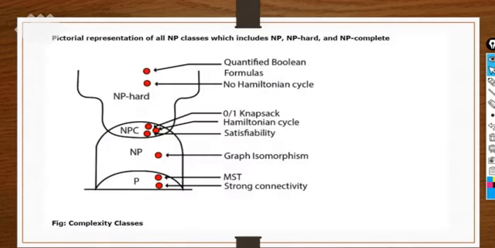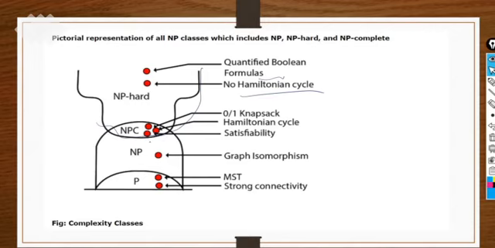So we will take a diagram here in order to give you clarity. This diagram represents the NP-hard problem, the hardest problem to solve. The type of problem like the quantified Boolean formula, the satisfiability problem in CNF, conjunctive normal form, comes under the NP-hard problem. So is the problem of finding that there is no Hamiltonian cycle.